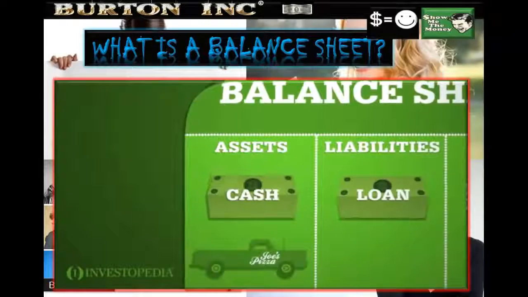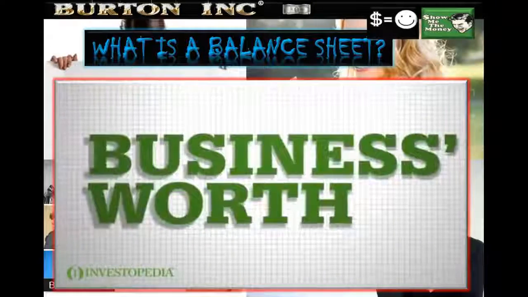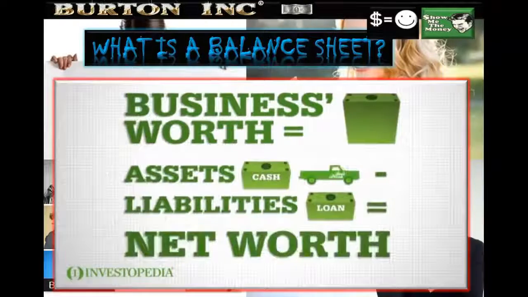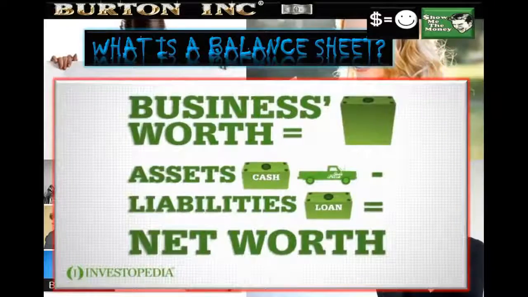And his cash is reduced by the same amount. To find out his business's worth, Joe subtracts liabilities from his assets. This equals the net worth of his business.